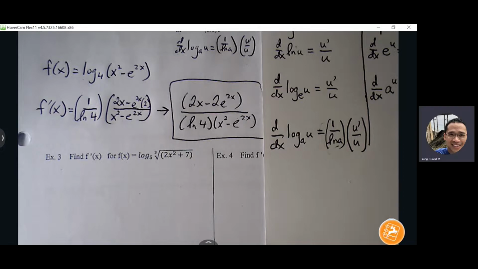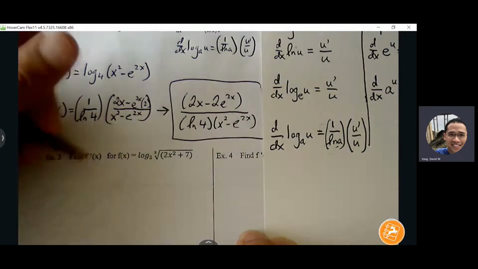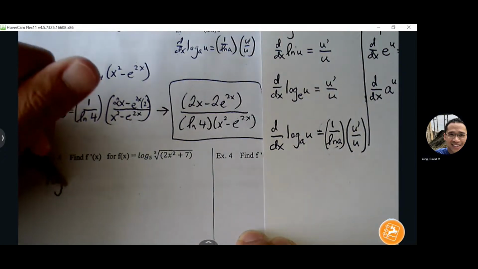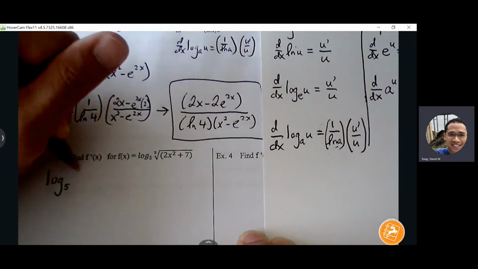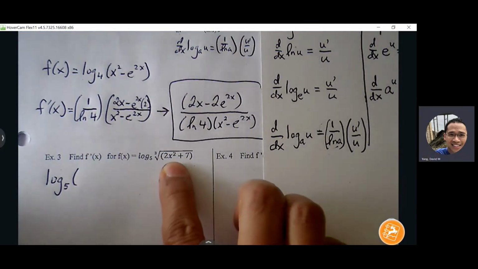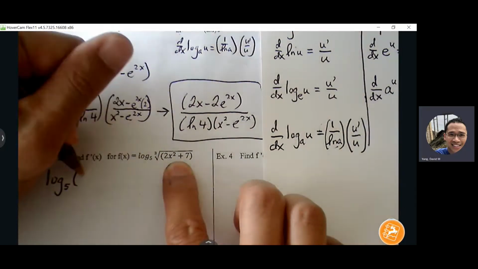Okay, is there anything that we can do to maybe rewrite the problem to make it a little easier to work with? Yeah, rewrite it as what? Raised to the 1/3.